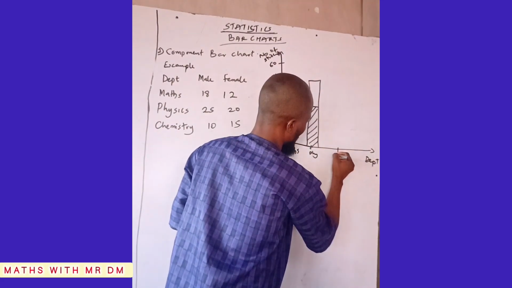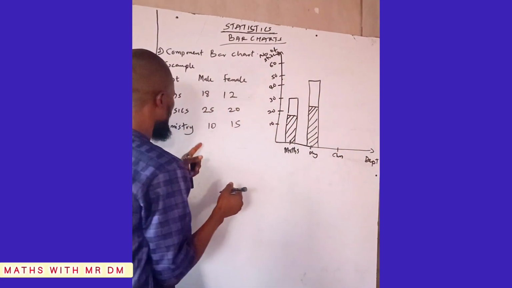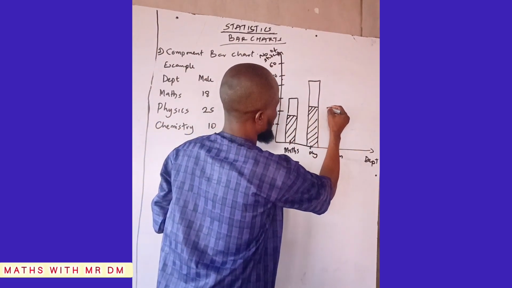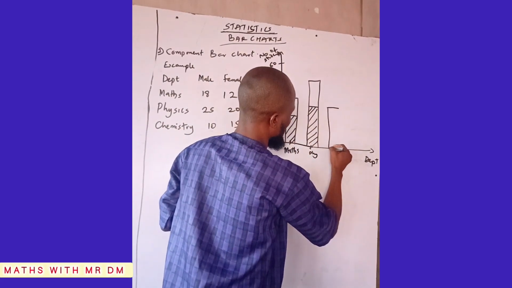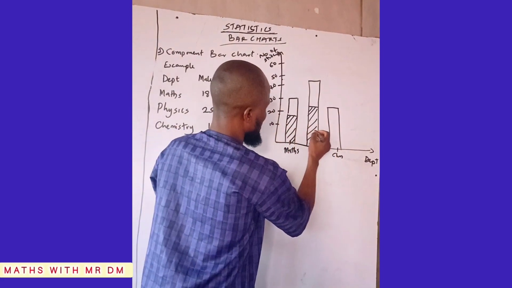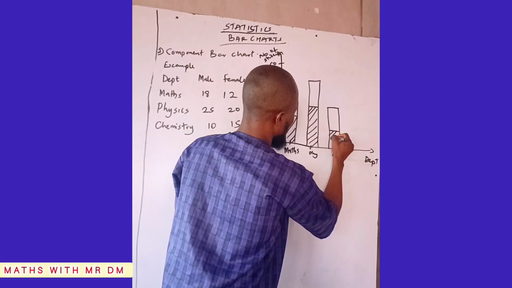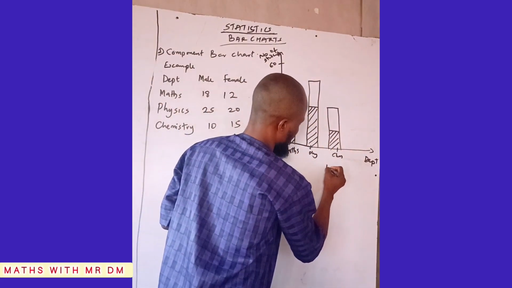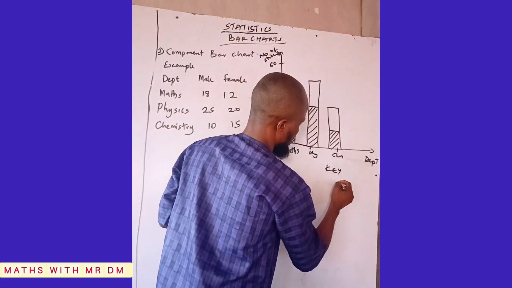Let's use CHM for chemistry. You have 10 plus 15, that's 25. 25 is going somewhere around here. So you are going to have something like this for chemistry. The male is 10. 10 is here. So you are going to shade. That's why the remaining 15 is for female. So you have your key like this, just to show what you did.